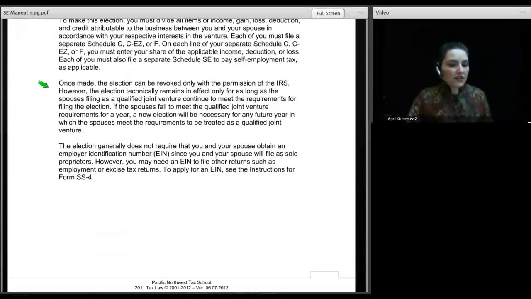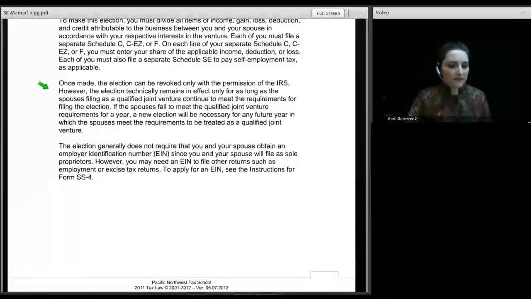Once you have made an election to file as a qualified joint venture with two Schedule Cs rather than a 1065 partnership return, the election can only be revoked with the permission of the IRS. However, the election technically remains in effect only for as long as the spouses filing as a qualified joint venture continue to meet the requirements for filing the election. If the spouses fail to meet the qualified joint venture requirements for a year, a new election will be necessary in any future year.